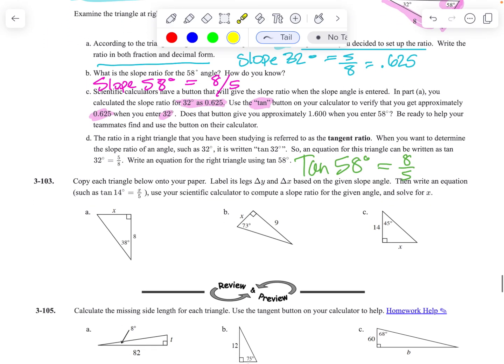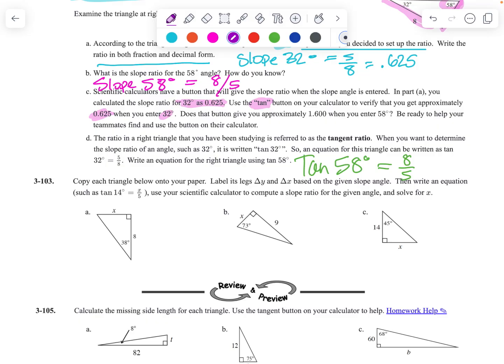This is going to be the last one that we do together here in this video. It's a lot like the beginning problems, but now we are using our tangent button instead of using the proportions. So it says copy each triangle. You don't have to, you have it. Label its legs, delta y and delta x given. Okay, then write an equation.